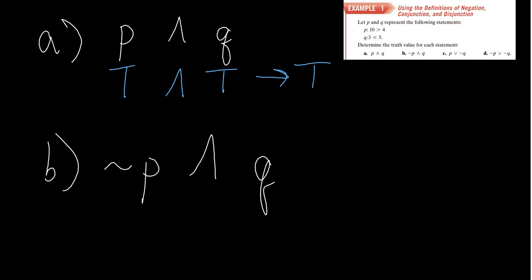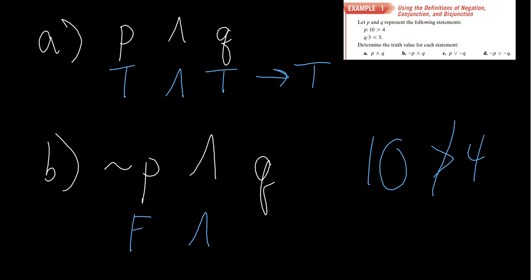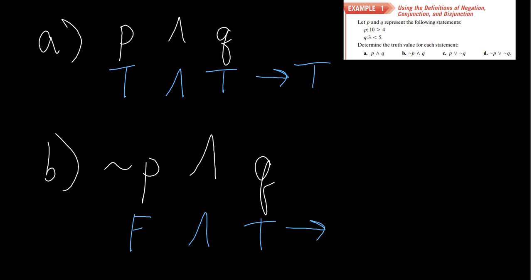Again, not P is saying 10 is greater than 4 is not true. So 10 is not greater than 4. But we know that's a false statement. So we can say this is false. And then Q is obviously a true statement. But since one of those two is a false statement, this means the entire statement is going to be false.